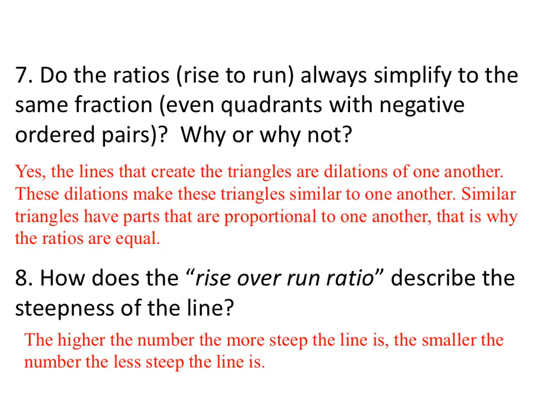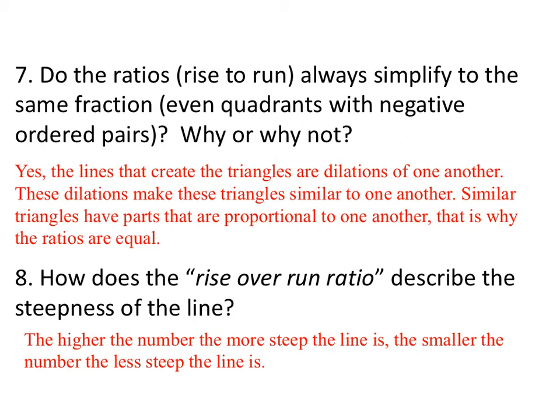Alright, on 7, there's a couple answers we should get on this one. But the answer is yes, just the explanations may be different. So for us, we're saying that each of the triangles are dilations of one another, which makes the side lengths proportional. Or you could say something to the effect of, since it's a straight line, it has a constant rate of change, which means it's a constant ratio, and that is why they all simplify to the same thing. So either one of those explanations would work.